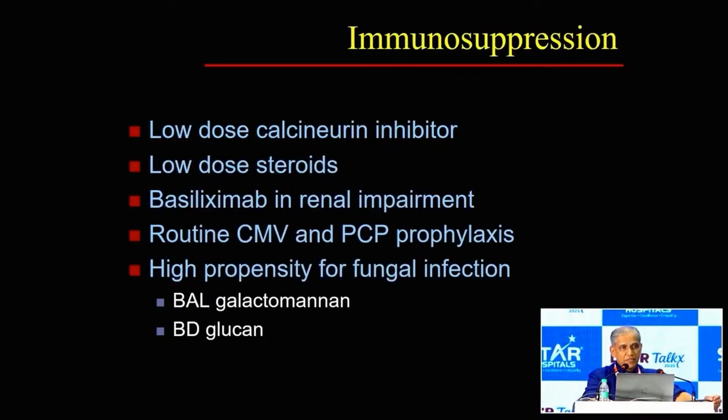Immunosuppression, because of the risk of sepsis, we can keep it on the lower side, probably low-dose calcineurin inhibitor, low-dose steroids, perhaps basiliximab, especially if there's renal impairment. We normally give routine CMV and PCP prophylaxis in such cases.